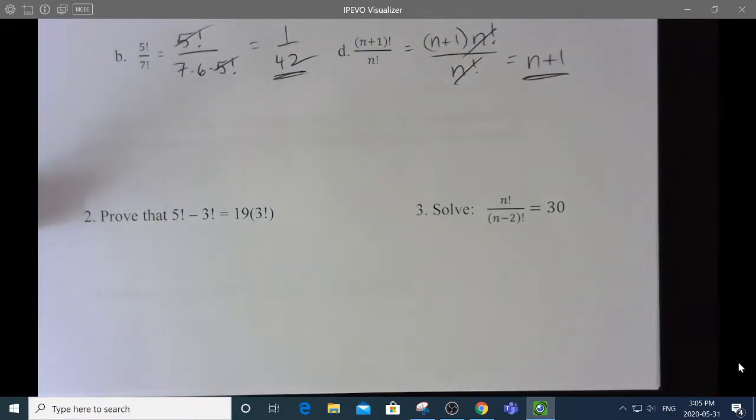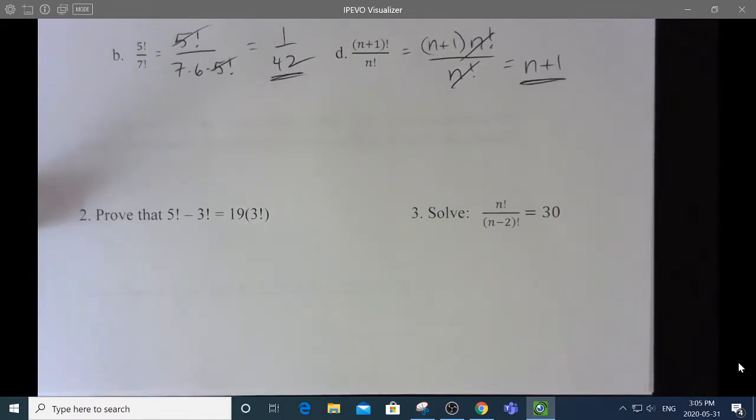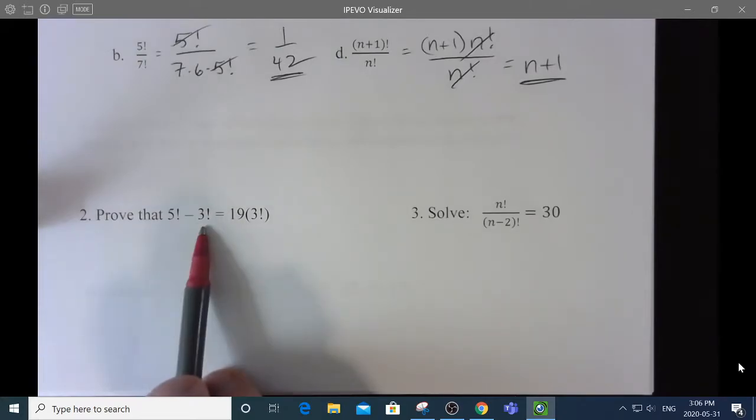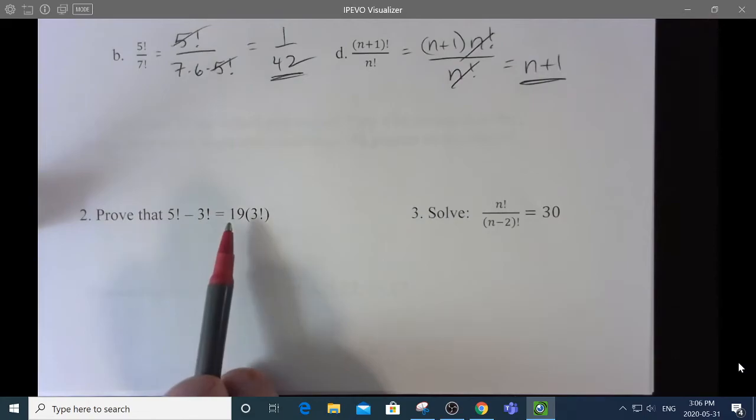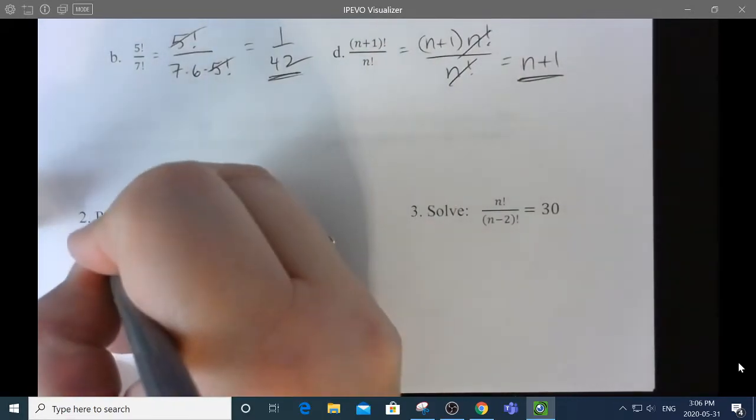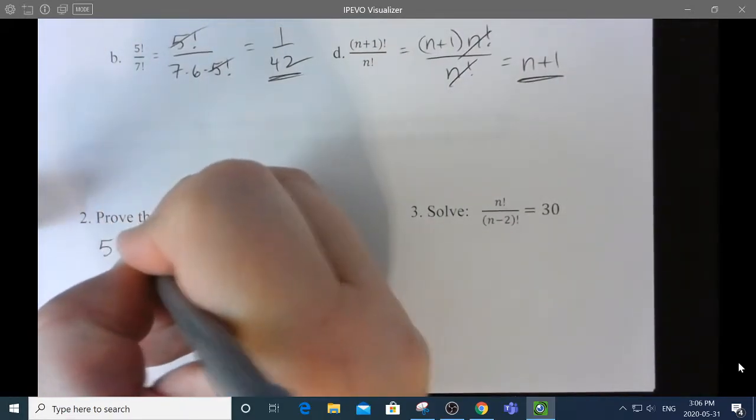Prove that 5 factorial minus 3 factorial is equal to 19 times 3 factorial. And no, don't work these out as numbers. I guess you could. You could prove this by just saying that that's 120 minus 6, which is 114, and I guess that's what 19 times 6 is. That's inelegant. I am going to write 5 factorial as 5 times 4 times 3 factorial.